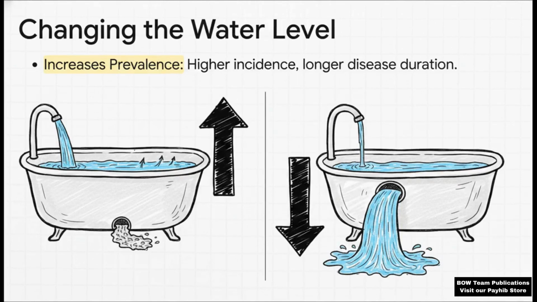And this is where the model gets really cool, because it shows you what changes that water level. If you crank up the faucet, meaning you increase the incidence, the water level is going to rise. Or what if you partially clog the drain, so people are living with the disease for longer? The water level, the prevalence, goes up. On the flip side, if you open that drain wider with better cures, prevalence goes down.